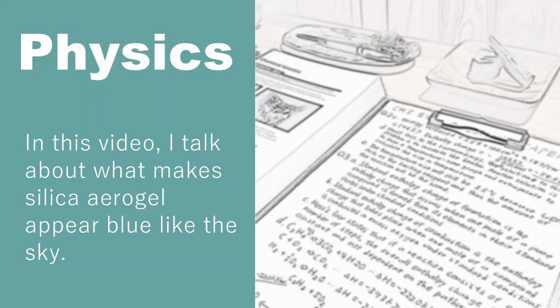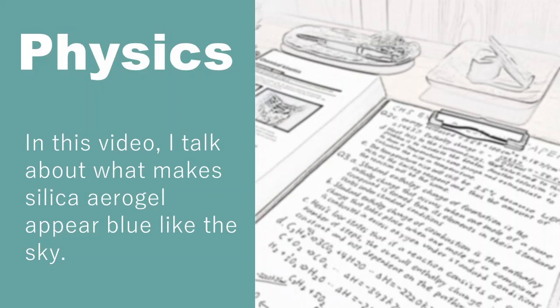When you look up a picture of a silica aerogel, you'll find that it appears blue. But silicon dioxide, which silica aerogel consists of, isn't blue. If silicon dioxide was blue, all quartz would be blue because quartz is made of silicon dioxide. Then why does silica aerogel appear blue?